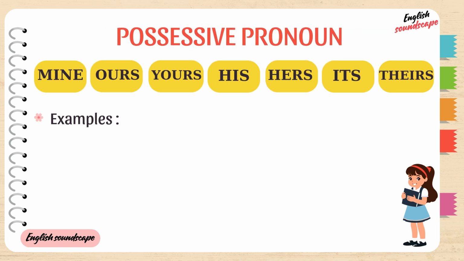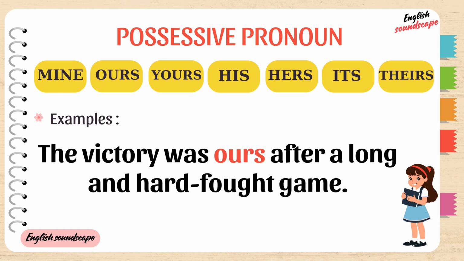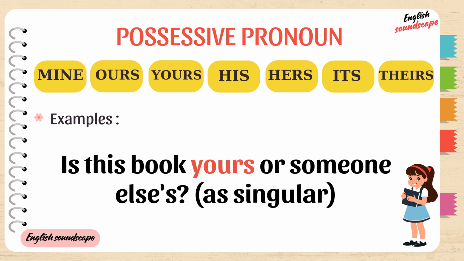Possessive pronouns. Mine, ours, yours, his, hers, its, theirs. Examples. This bag is mine, not yours. The victory was ours after a long and hard-fought game. Is this book yours or someone else's? As singular.